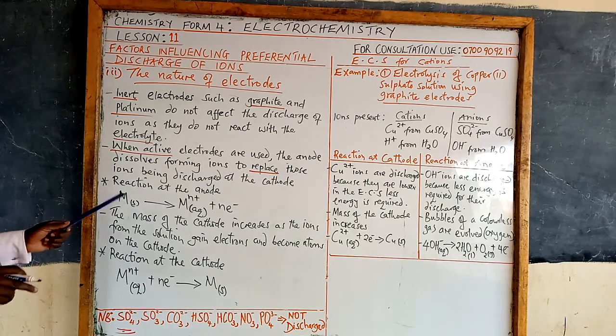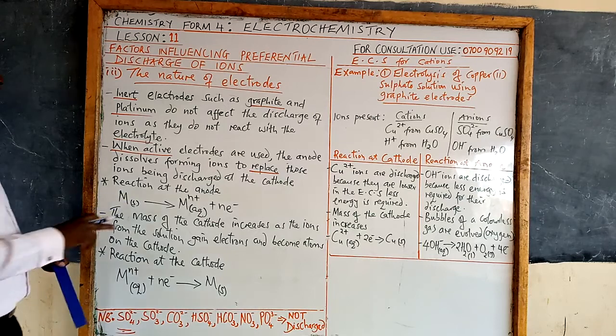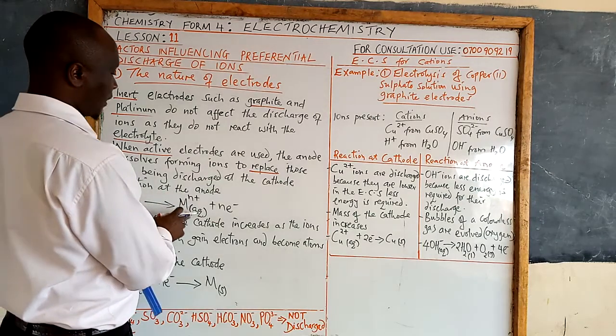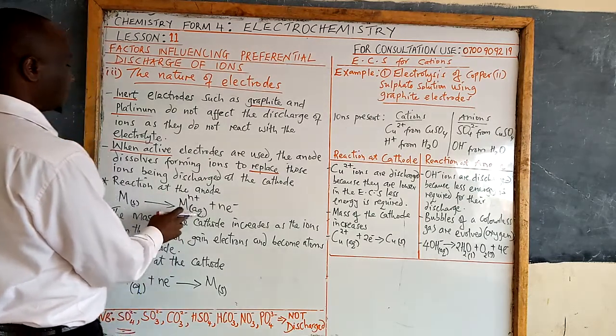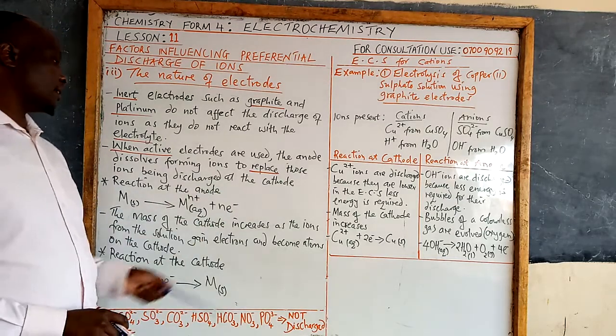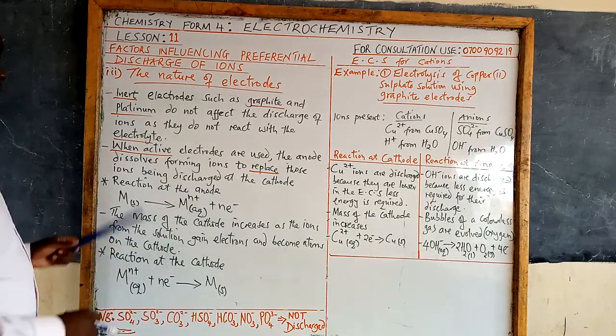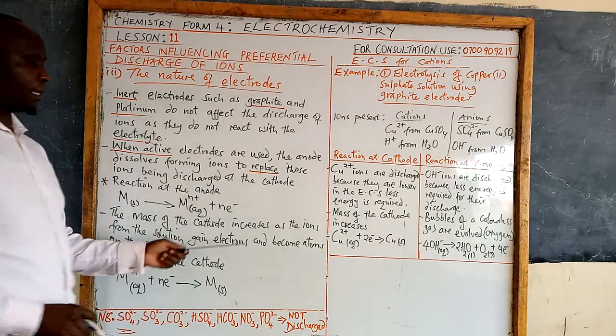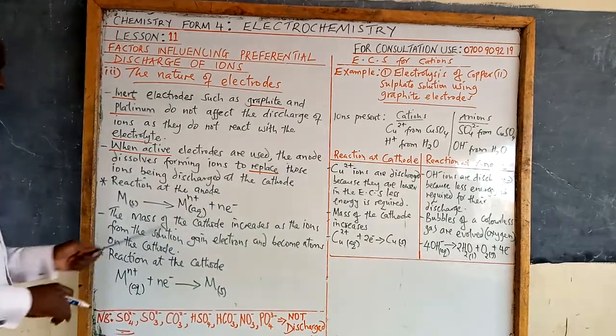While at the cathode, the mass increases because the ions from the solution gain electrons and become atoms on the cathode. The reaction at the cathode will be this one, where the ions from the solution gain electrons, then they are deposited as the solid.